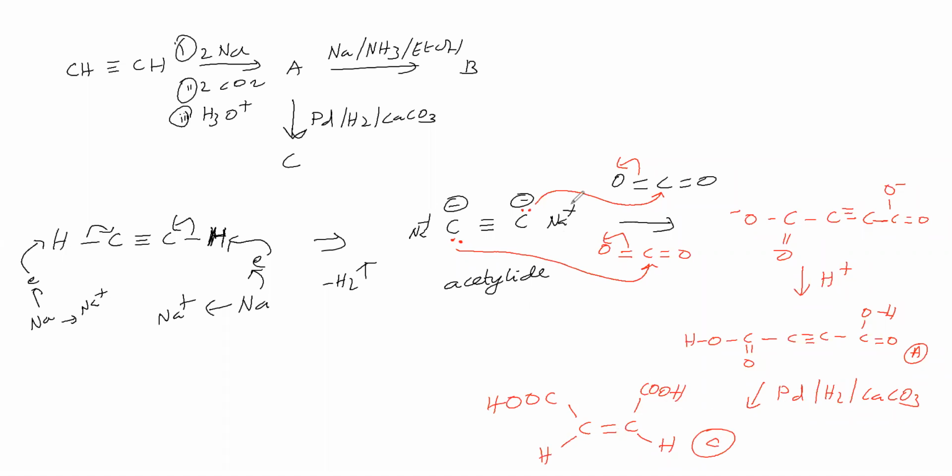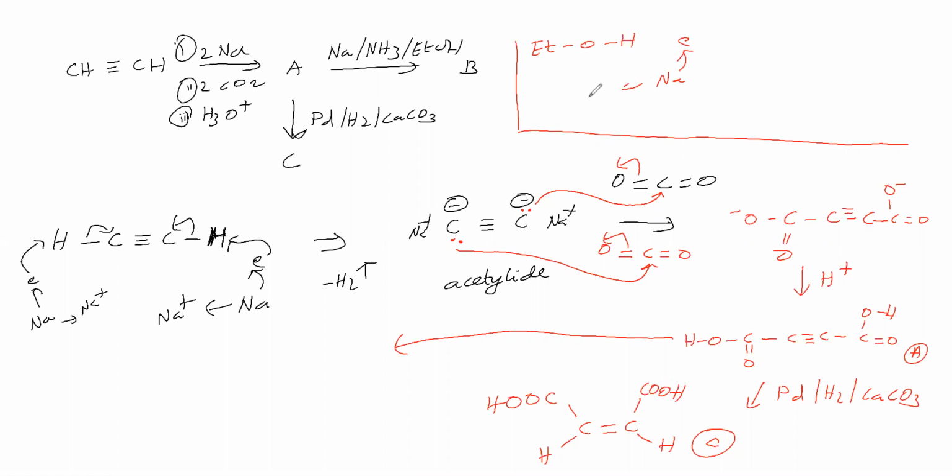Next, we will see compound B. This is sodium in liquid ammonia, in the presence of ethanol as a solvent. What is obtained, that we will see. Now ethanol is reacting with the sodium in what way? Sodium is giving an electron and becomes Na+. This electron is taken by hydrogen, this bond is shifting, and therefore a hydrogen atom is created. This hydrogen atom is adding across the C≡C triple bond.